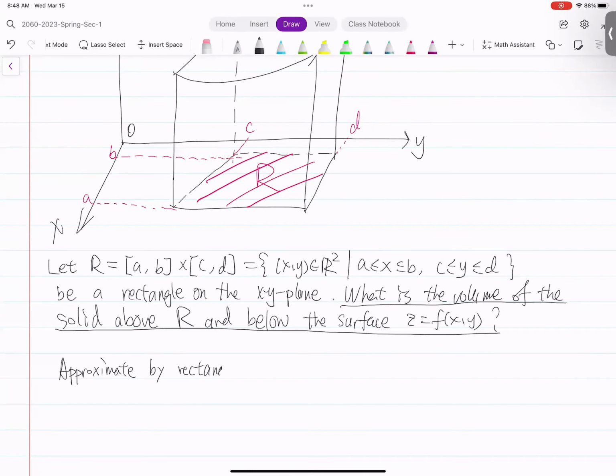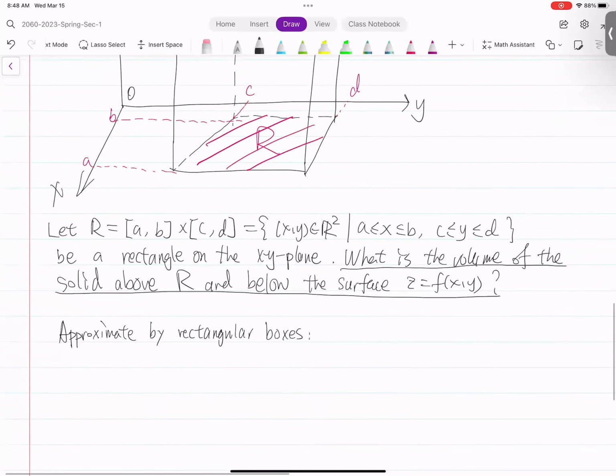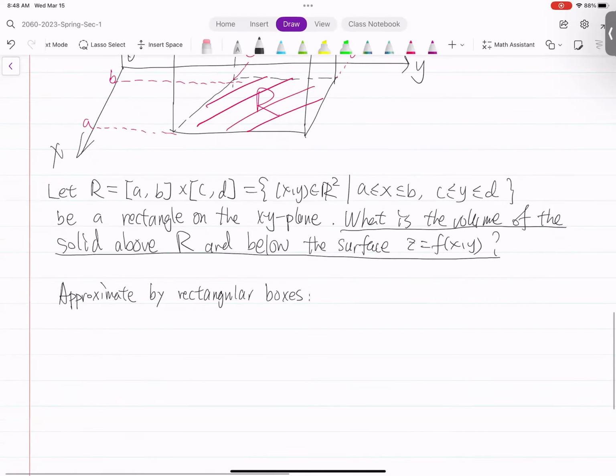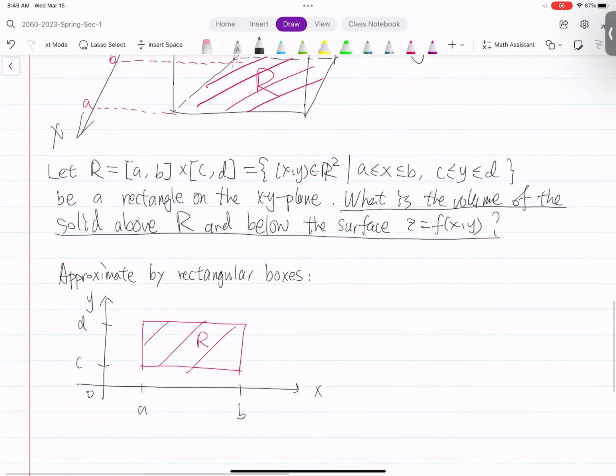Rectangular boxes. Well, here the boxes mean the three-dimensional ones. So subdivide the region first. So now looking at the x y plane, x is between the interval a b, y is between another interval from c to d, but then the region is this one, which is exactly a rectangle. So this is the base.